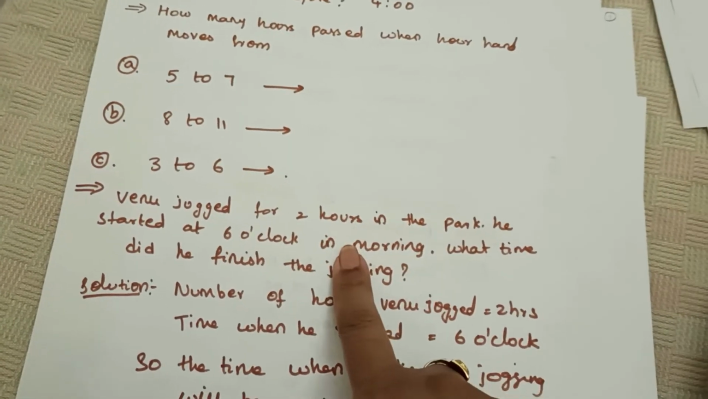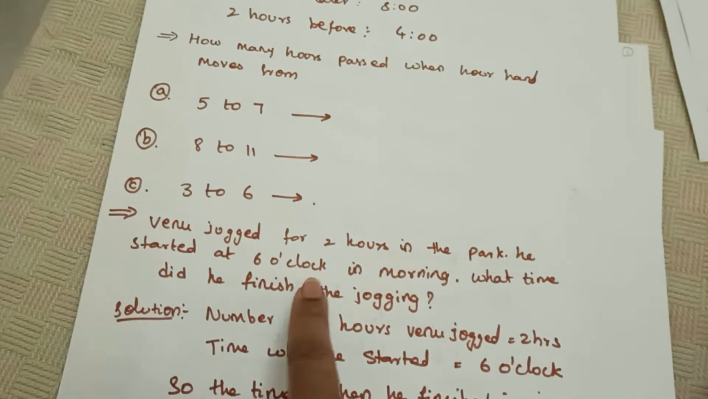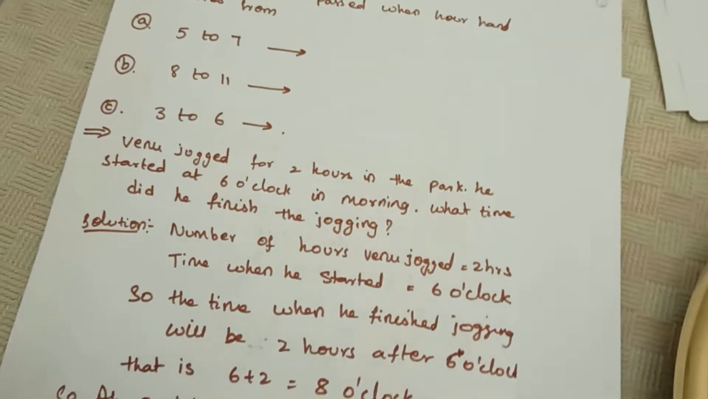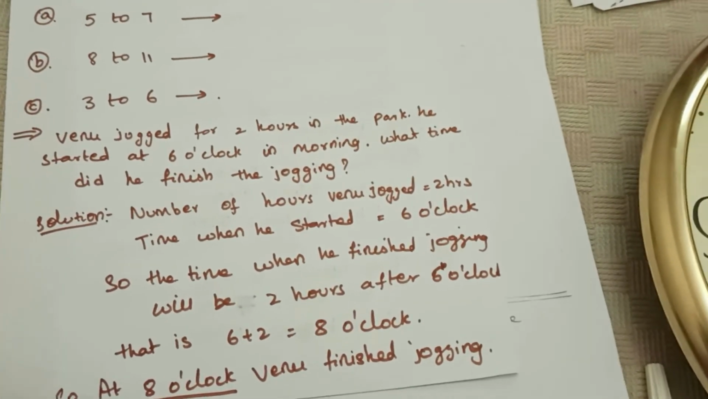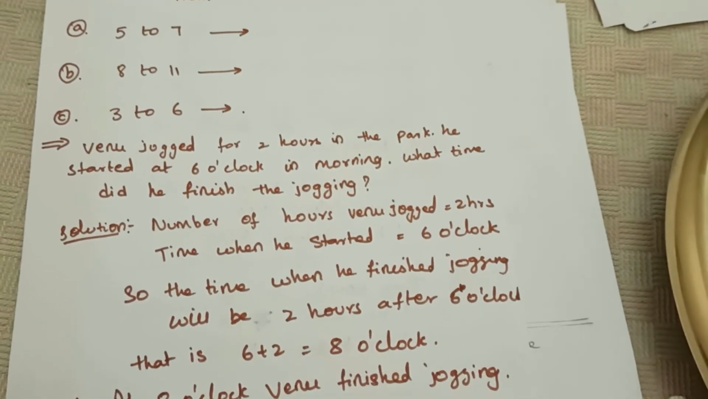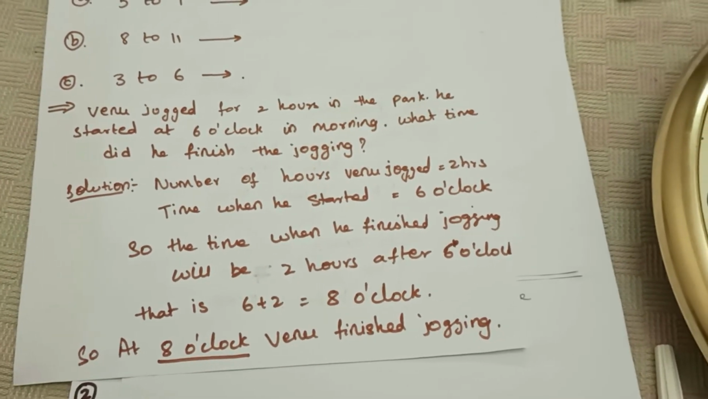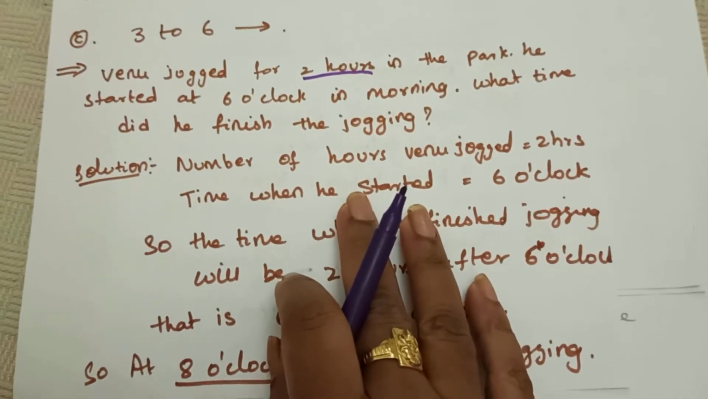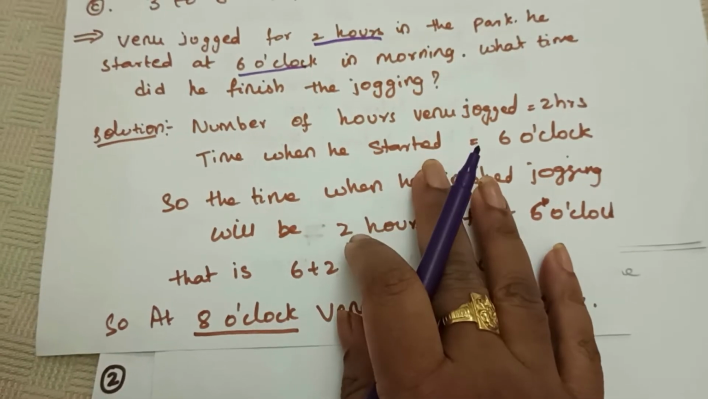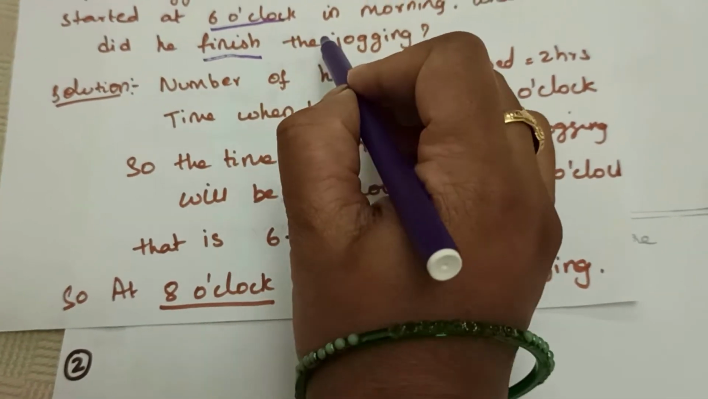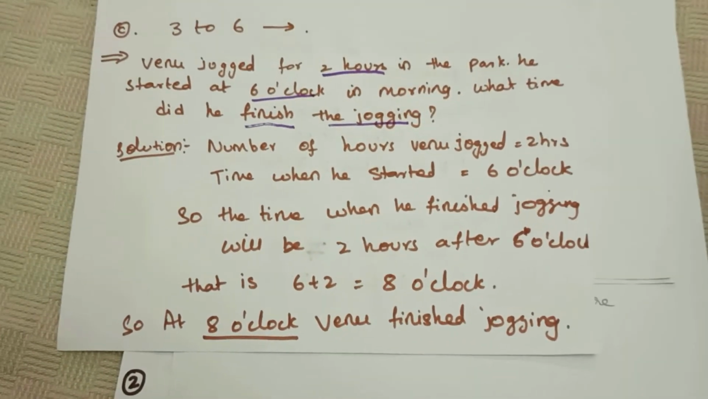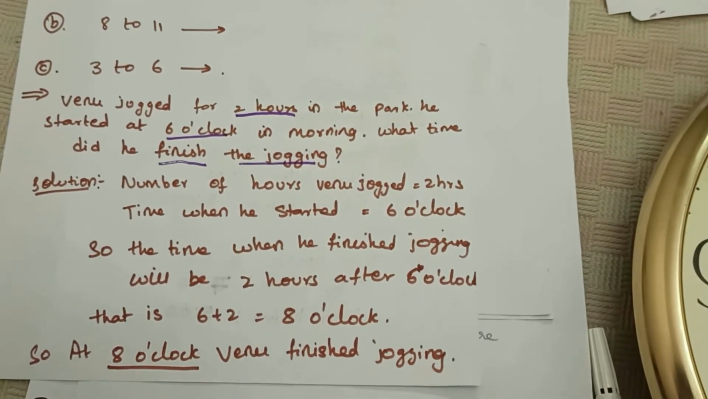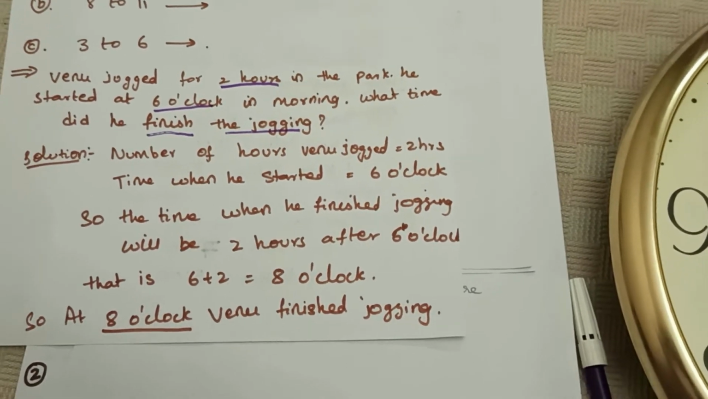Now, let's see some word related problems. Venu jogged for 2 hours in the park. He started at 6 o'clock in morning. What time did he finish the jogging? I'll just give a simple tip here. Whenever you are doing these word related problems, try to underline. See, 2 hours, then 6 o'clock, and what they are asking, when he finishes the jogging. This type of underlining will help you, while rechecking, to easily identify the question and recheck your answer.